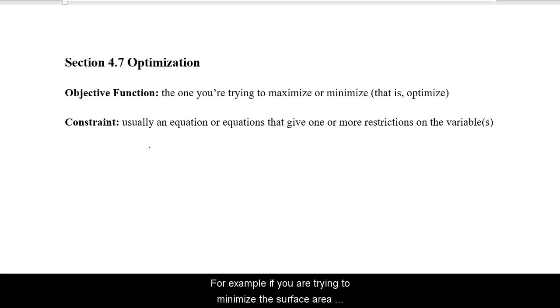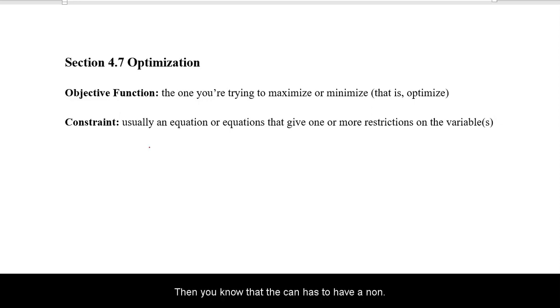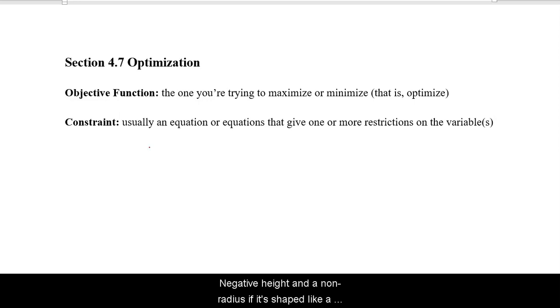The constraint equation is usually an equation or equations that give one or more restrictions on the variable or variables. For example, if you are trying to minimize the surface area of a can to hold something like beans, then you know that the can has to have a non-negative height and a non-negative radius. If it's shaped like a cylinder, the radius has to be strictly greater than 0, and the height has to be strictly greater than 0. It doesn't make sense to have a can that has 0 height or negative height. So those provide constraints on the objective function, which was surface area.